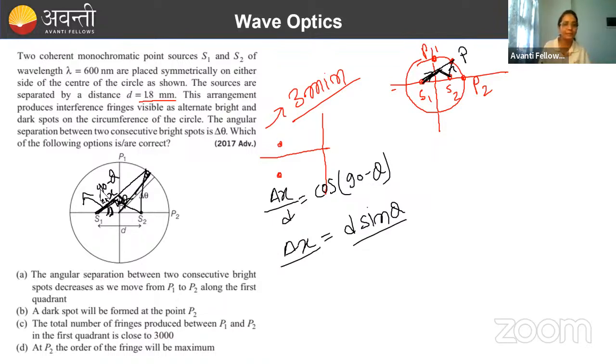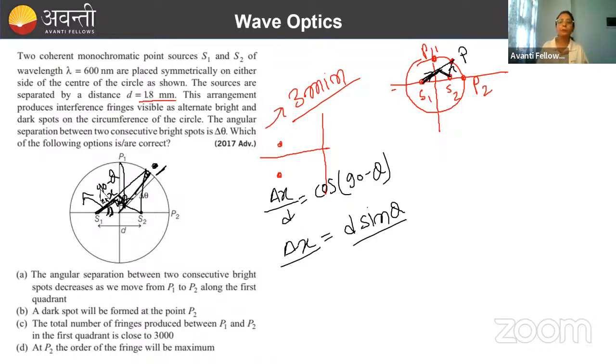D sine theta, where theta is what? Theta is the angular position of that fringe with the vertical line. Theta is the angle made by this position vector of the fringe with the vertical line. So this is your theta, and d sine theta is the path difference.